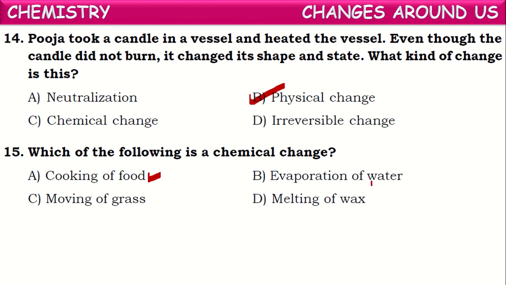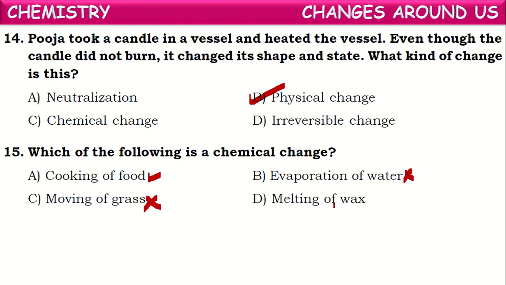What about evaporation of water? Evaporation of water is a physical change because there is a change only in the physical property like state. Liquid water changes into gaseous water vapor form, but chemical composition remains same. So it is a physical change. What about the next? Moving of grass. When the wind blows, grass moves in certain directions. So it is just a physical change. It is not a chemical change.